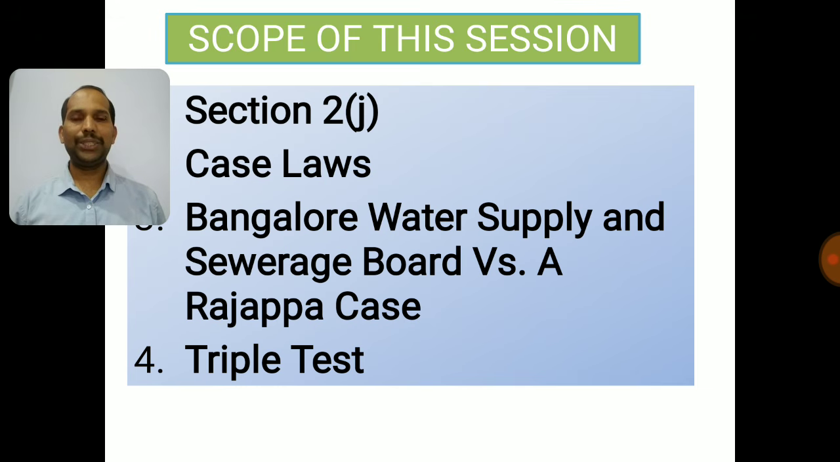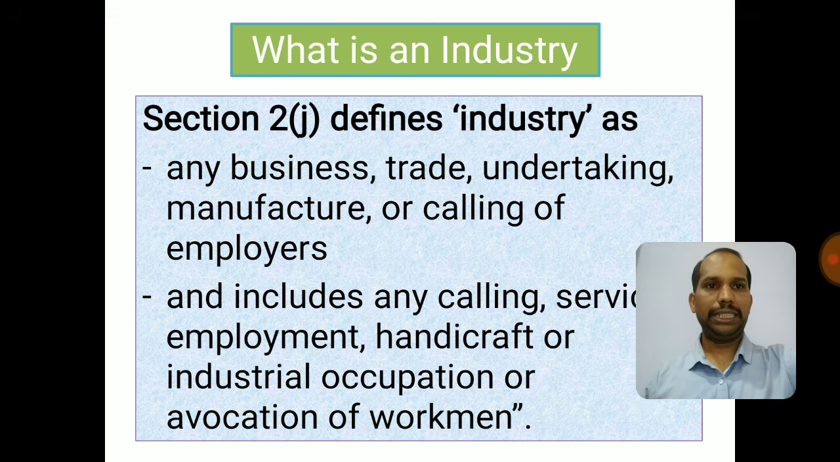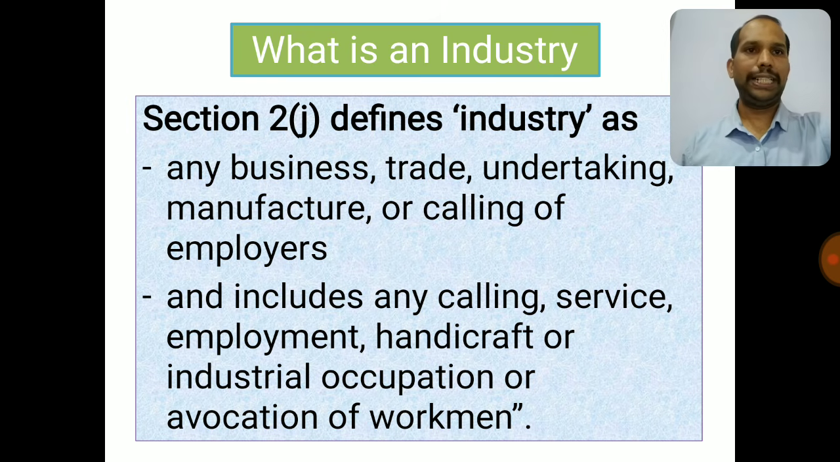Now, what I'm going to teach you in this session: the first thing is I am going to explain what is section 2J. Then I am going to explain the case laws. Then I am going to share the interesting case which defined industry, Bangalore Water Supply and Sewage Board versus A. Rajappa case. Then I'll explain what is the triple test and dominant tests. These are the major contents I am going to explain in this video. Let's get into the first section, that is 2J.